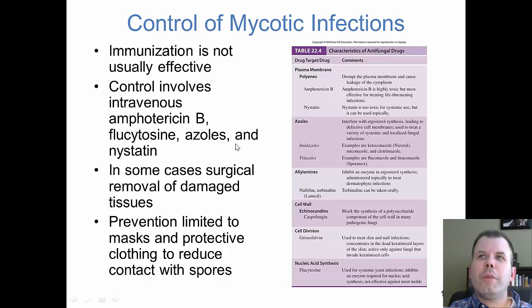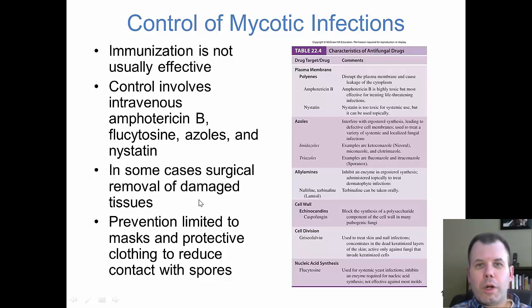All right, so control of mycotic infections. Typically, immunization is not very effective, because we really only worry, if you're healthy, about the true pathogens. The other ones are more opportunistic, and there are not a lot of vaccines out there to begin with. Typically what we look at is these drugs, and this is the control once people get it: amphotericin B, flucytosine, azoles, and nystatin. The two typical drugs that you see in any fungal treatment are amphotericin B and nystatin.